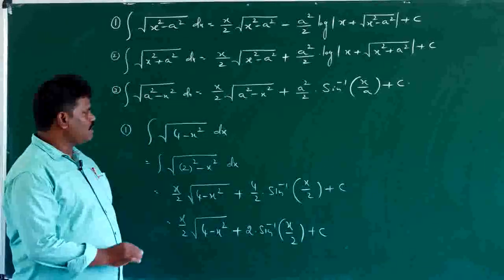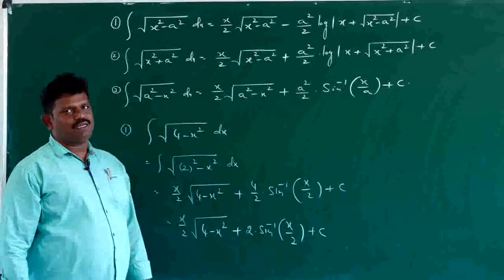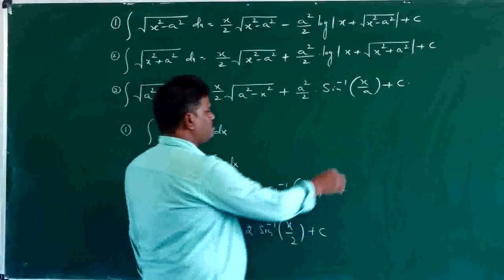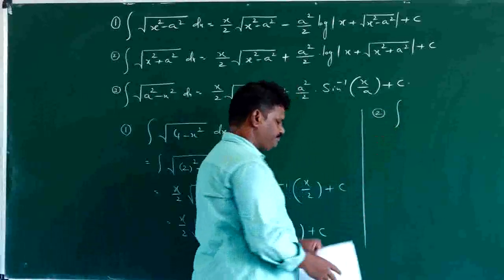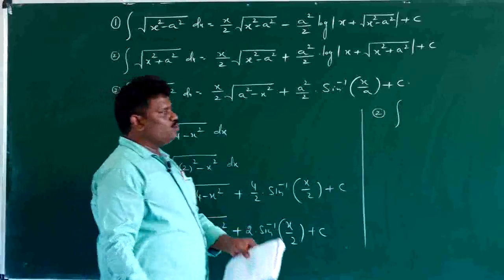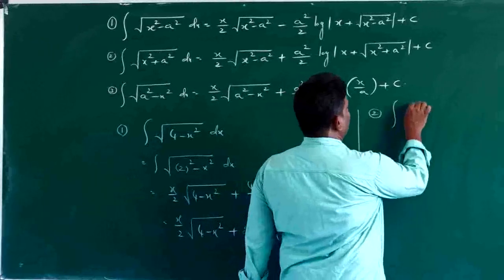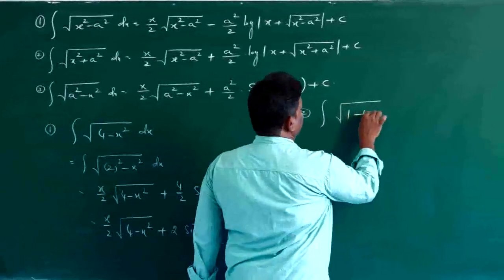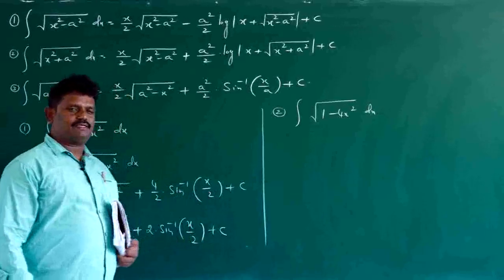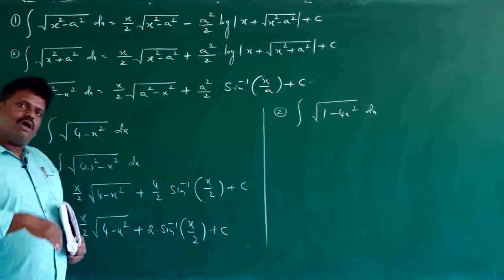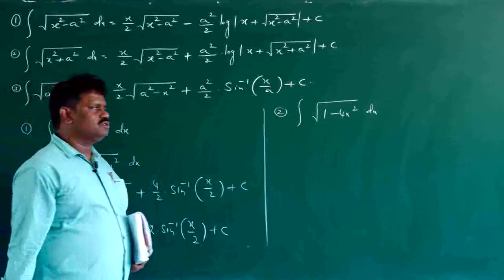Okay? So this type of question given, we must apply that result, as we proved the formula and proved the result. Second one is in that exercise only. Second question, integral square root of 1 minus 4x square dx. Here if we take 4 common and substitute the value, otherwise substitution can also be written, no problem.